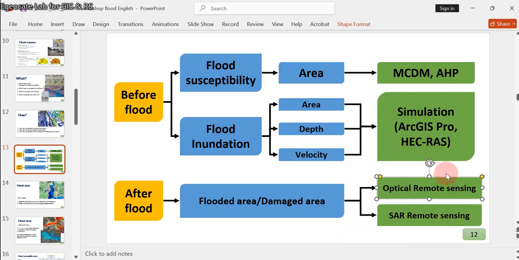For example, optical remote sensing usually is for daytime, but SAR imagery can penetrate the cloud and can also work in the night. So with both these techniques, we can identify which areas are flooded and also which areas are damaged by the flood after the occurrence of the flood. So for both periods, we can either simulate or predict the future floods, or we can also do damage assessment after the occurrence of the flood.